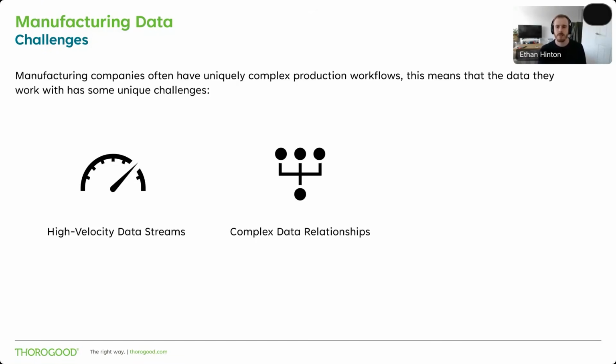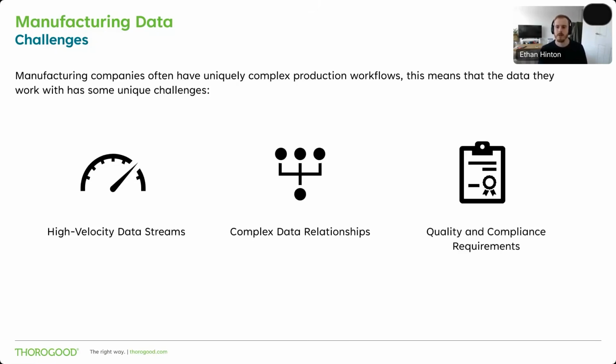And to go alongside this real-time information, there's also a whole host of other data sources that link in with this data, such as data from ERP, CRM, and quality assurance systems. And although this data is often more static, it often needs to be merged or joined with the high-velocity data from the production line. And finally, there are strict quality and compliance requirements that need to be met. Data needs to be traceable, of high quality, and have strict security and governance rules applied to it.